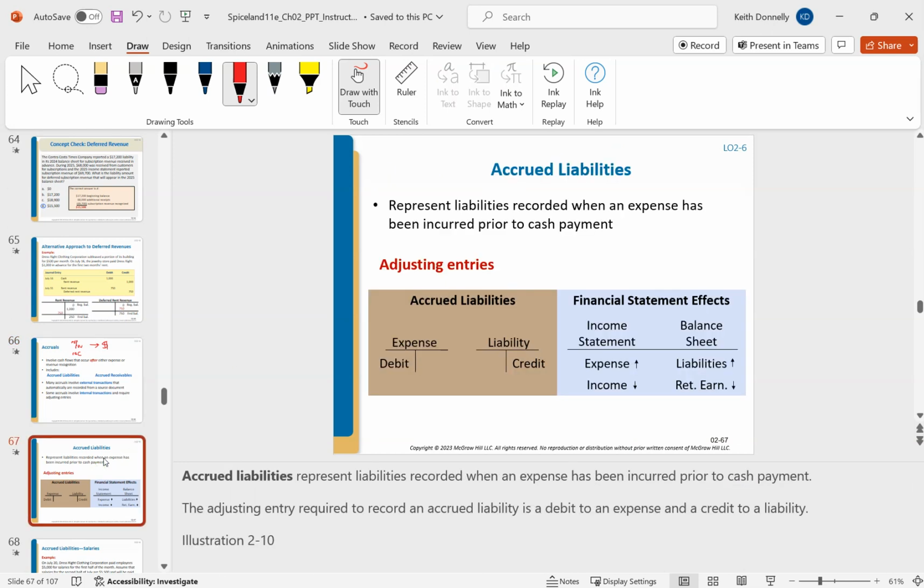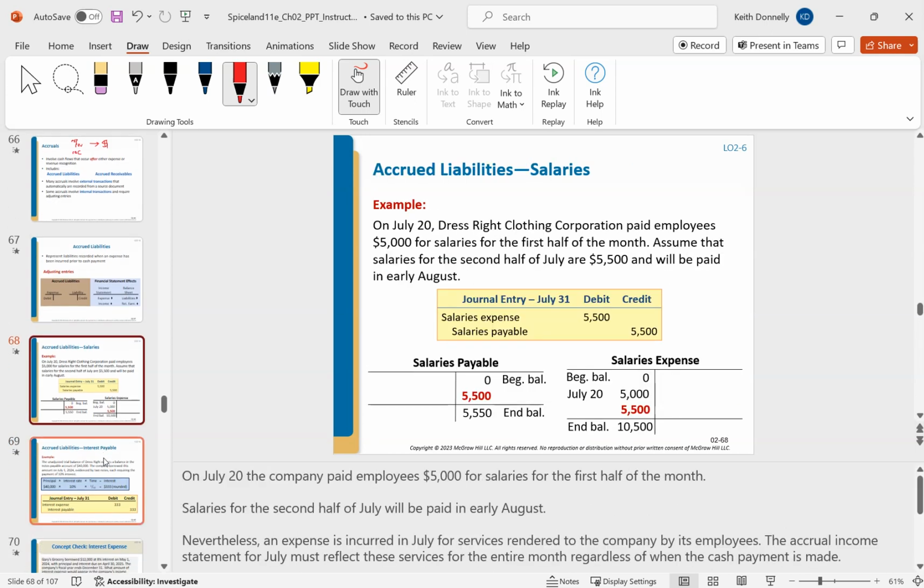Now, if we look at some of these, you can have accrued liabilities. Here's an example. We have some salary expense that we've incurred this period. We'll take the expense now, debit salary expense, credit payable. So it's kind of like expense now. That's our AJE at the end of the period.